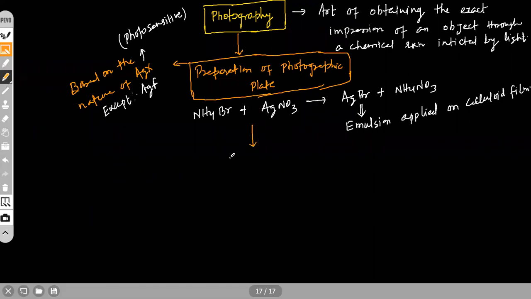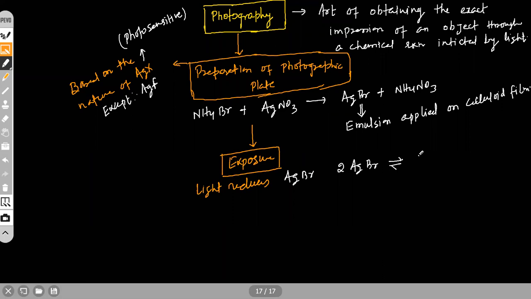The exposure of the photographic plate with light. What happens when light strikes this celluloid film? Light reduces AgBr, and the effect of light is directly proportional to its intensity. More intensity, more will be the effect. So AgBr reduces into Ag plus Br2.